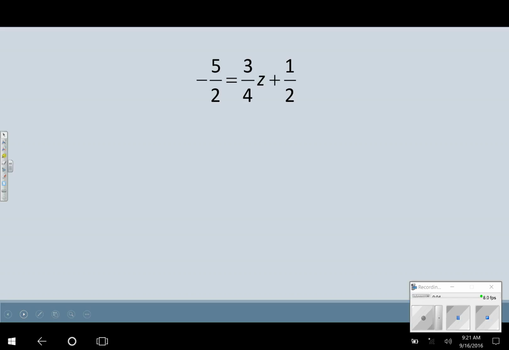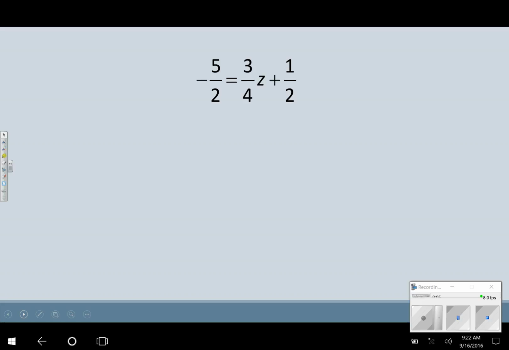Okay. Now, if you're really comfortable with fractions, you can just subtract 1/2 from both sides. You can multiply by the reciprocal. I'm not worried about those of you that are comfortable with fractions. It's those of you that are uncomfortable with them that I want to show you how to deal with.